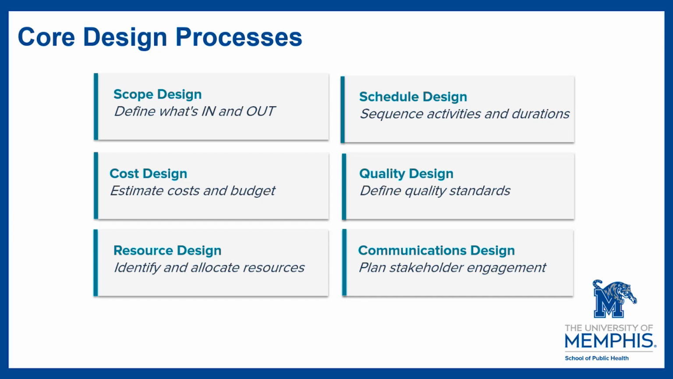First one is scope design. In this phase, you're asking, what work will be done? Scope design defines the boundaries of the project, what is included and what is not. It clarifies the deliverables, the features, the services, and the outcomes of the project. And the objective for this phase is it prevents scope creep and ensures everyone understands exactly what the project is delivering.